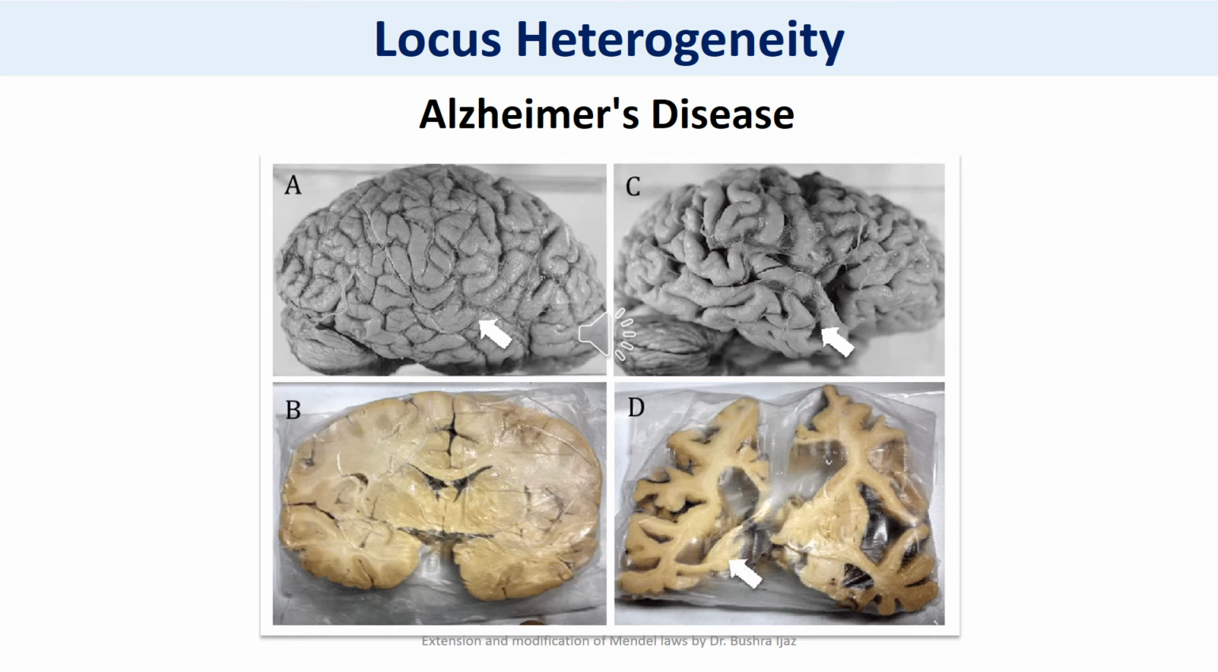Now here we have an example of locus heterogeneity, and we have this example of a human disorder called Alzheimer's disease. You all know that it's a complicated neurodegenerative disorder with multiple phenotypic subtypes. Alzheimer's disease, sometimes also referred to as AD or just Alzheimer's, is a chronic neurodegenerative disease that usually starts slowly and gradually and worsens over time. It is the cause of 60 to 70% of cases of dementia.